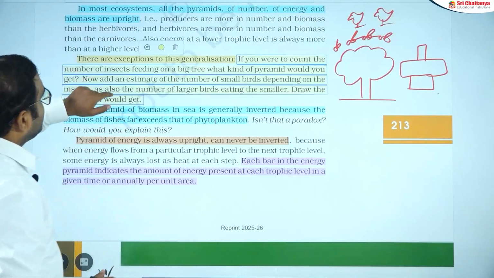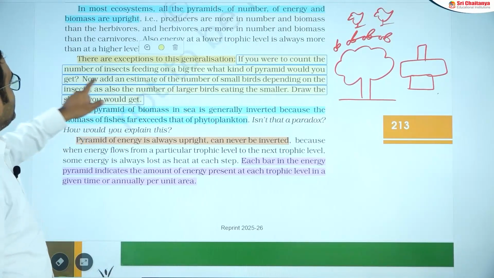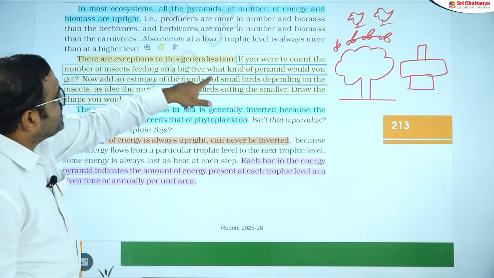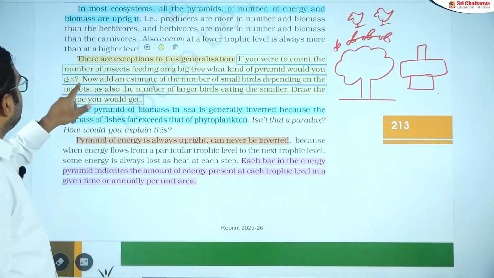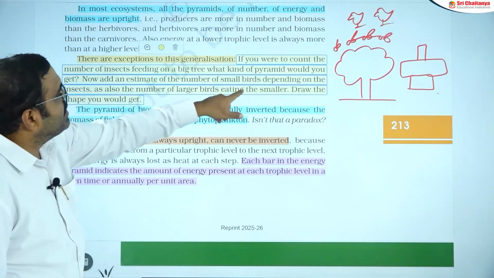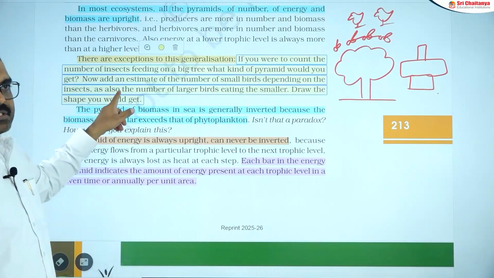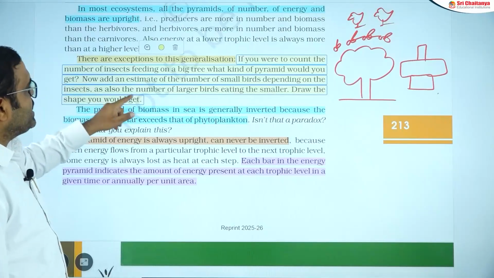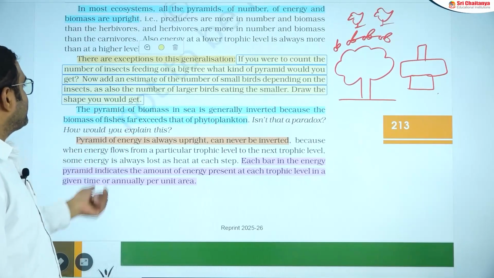This is explaining that if you count the number of insects feeding on a big tree, what kind of pyramid would you get? Now estimate the number of small birds depending on the insects. So in that case, it is a spindle shaped pyramid, you can apply this.